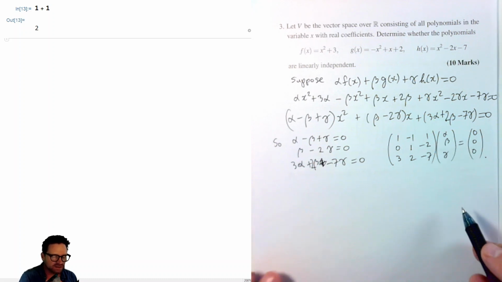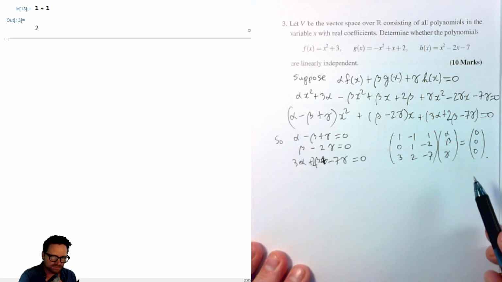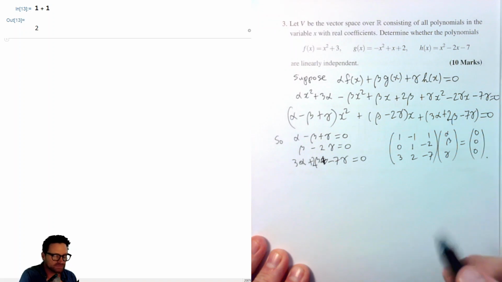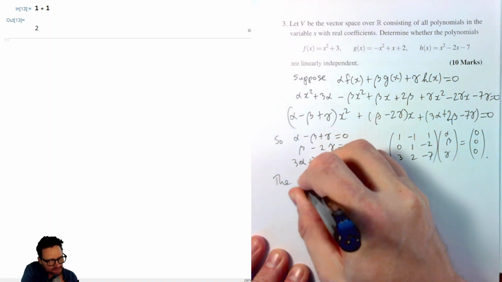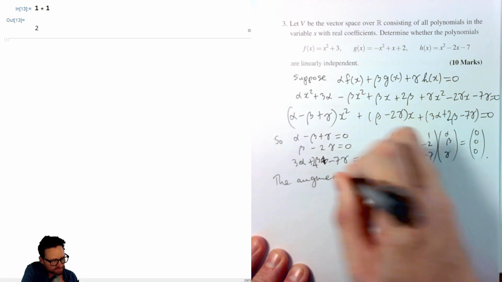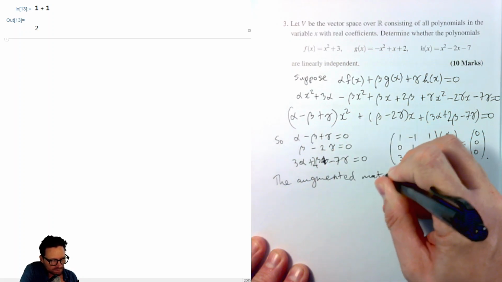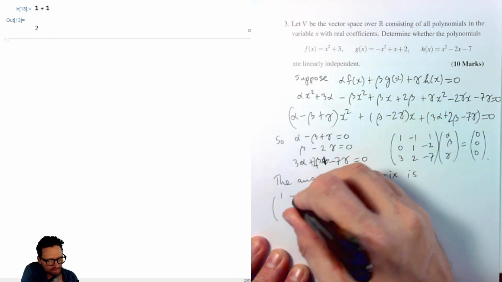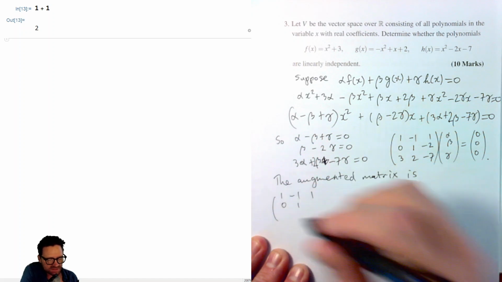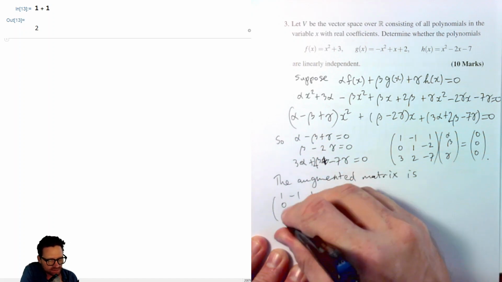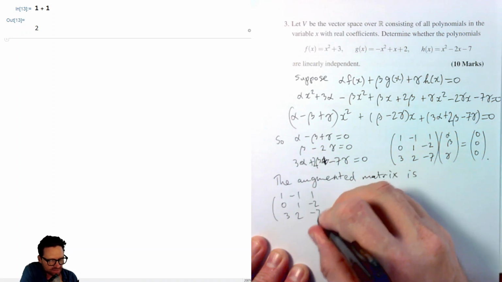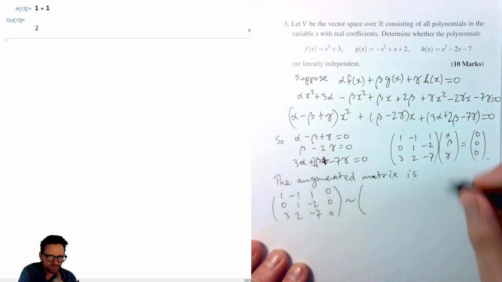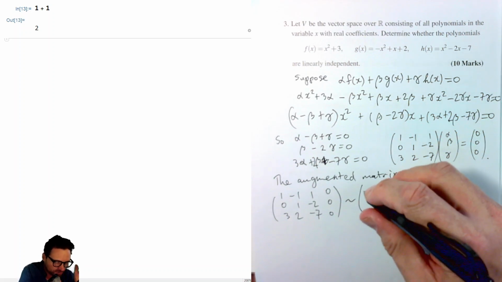So let's go ahead and take the row-reduced echelon form of the augmented matrix, concatenating this matrix with the 0 matrix there. So the augmented matrix is 1, minus 1, 1, 0; 0, 1, minus 2, 0; 3, 2, minus 7, 0. Okay, so let's do some row reduction on this. I will multiply the top row by 3.